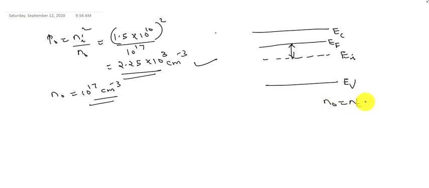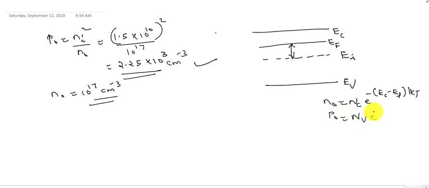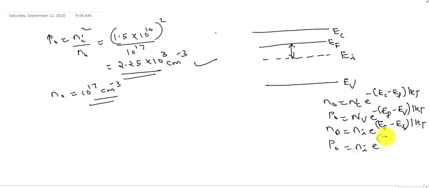Nc into e raised to minus of Ec minus Ef by kT, and P0 is equal to Nv into e raised to minus of Ef minus Ev by kT, and N0 is equal to Ni into e raised to Ef minus Ei by kT, and P0 is equal to Ni into e raised to Ei minus Ef by kT.